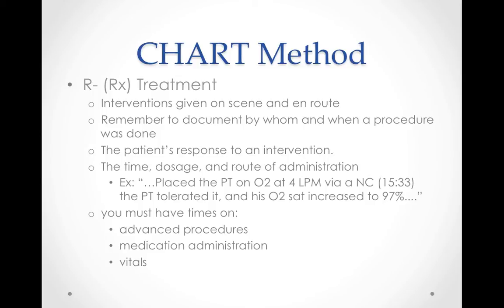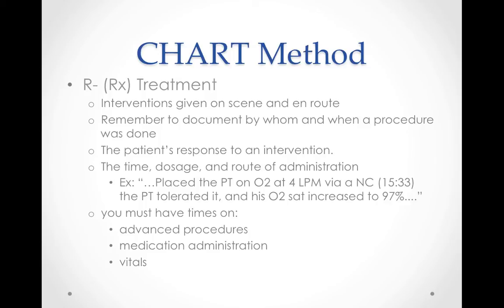We have, as an example here, the patient was placed on oxygen at 4 liters per minute via nasal cannula at 1533. The patient tolerated it, and his O2 sat increased to 97%. So right here, we have all of that information wrapped up. We have the drug, we have the dose, we have the route, we have a time, and we also have the patient's response to it, being his increase in his O2 sat. Now, when it comes down to trying to figure out what needs a timestamp on it, you need to have it on any advanced procedures that you do, any medications, and of course, on every set of vital signs that you have.